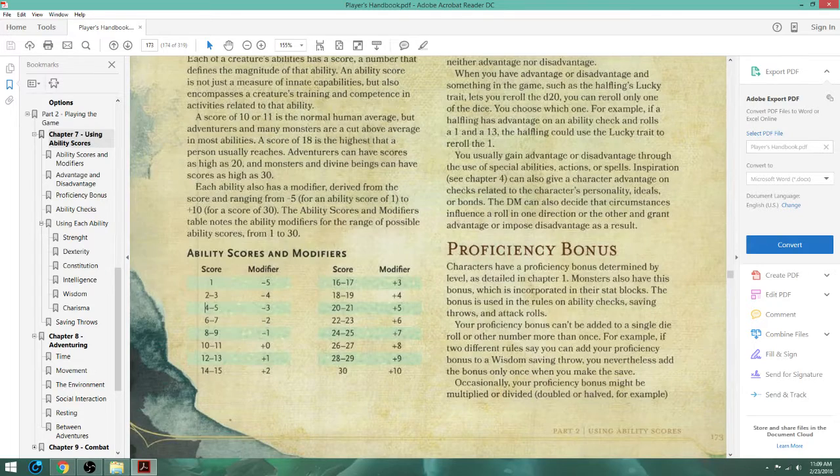Proficiency bonus. Proficiency bonus is based on your class level. Usually from 1 to 4, your proficiency bonus is +2. From 5 to 8, your proficiency bonus is +3, and so on and so on.